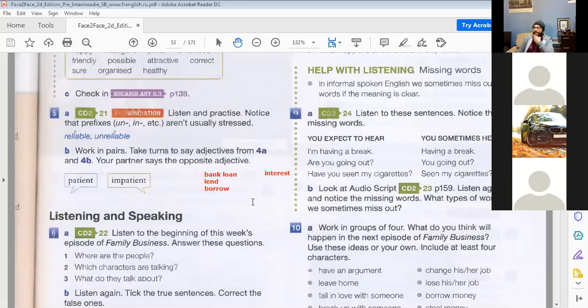Okay. Lend, what's the difference between lend and borrow? What's the difference? Lend, I think, is who gives you the money. Correct. And borrow, who takes the money. Oh, correct, that's correct.